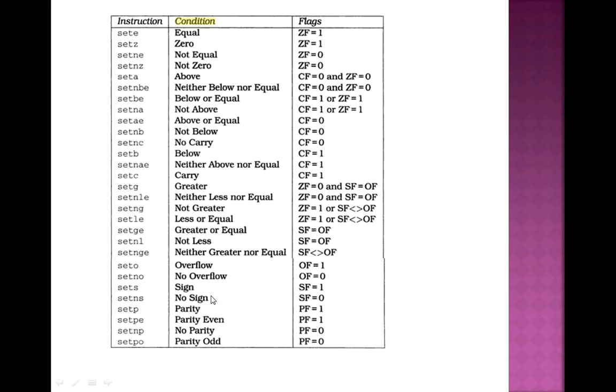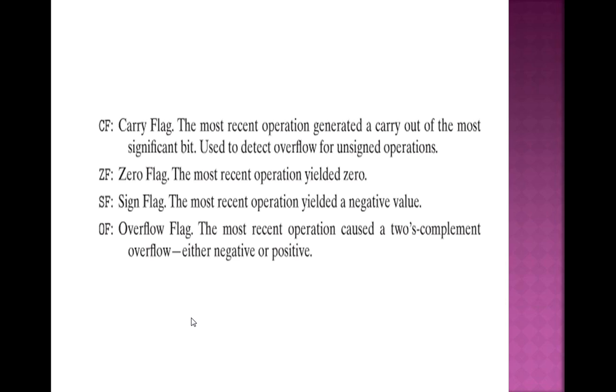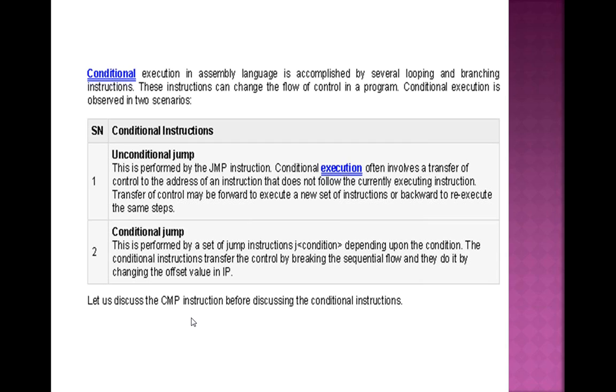Then SETNO for no overflow, SETS for sign, SETNS for no sign, SETP for parity even, and SETNP for parity odd. So these are the multiple flags and multiple conditions. Based on the condition, we can set the destination to either 0 or 1. These are the flags I mentioned: carry flag, zero flag, sign flag, and overflow flag.